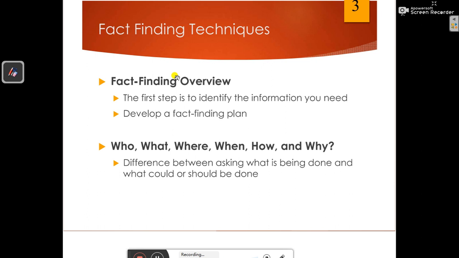The difference between asking what is being done and what could or should be done is obvious. These types of questions will give you information or facts, and in that way you can build the system, or analyze the system. And to do that you need to devise a plan to gather the facts.